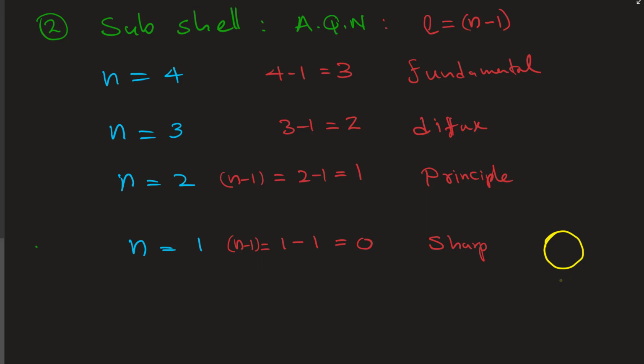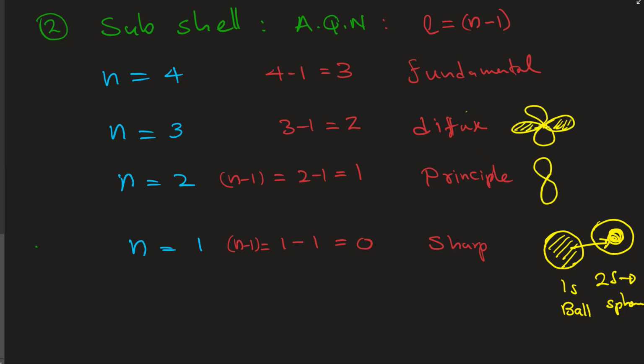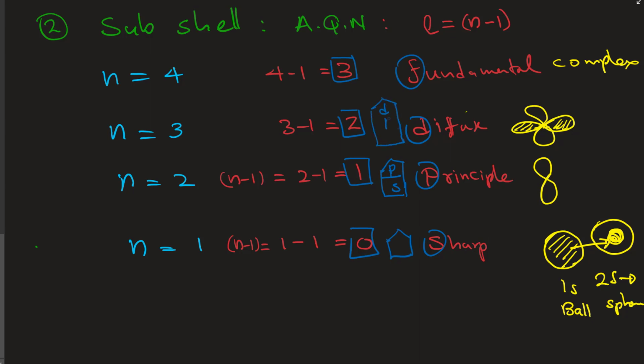Don't worry about that. Now, S is a solid ball for 1s, but 2s is a ball within the ball, right? That's how you want to think about the shape, because actually P is a dumbbell, D is a double dumbbell, and F is a bunch of flower petals, so it's complex. So just leave it at that, right? Now the other thing you have to understand: S is 0, P is 1, D is 2, 3 is F. So those are the numbers for L, and those are the letters.